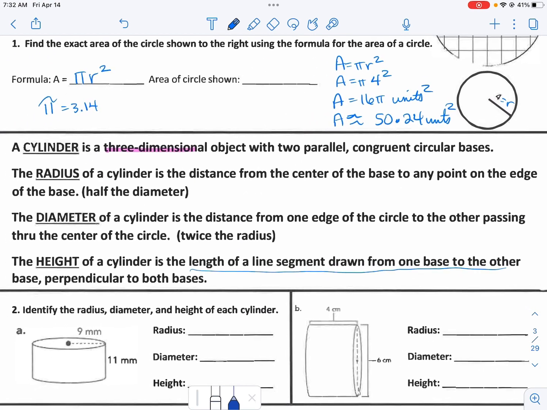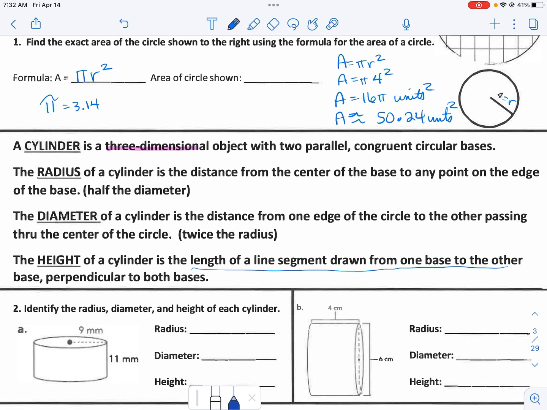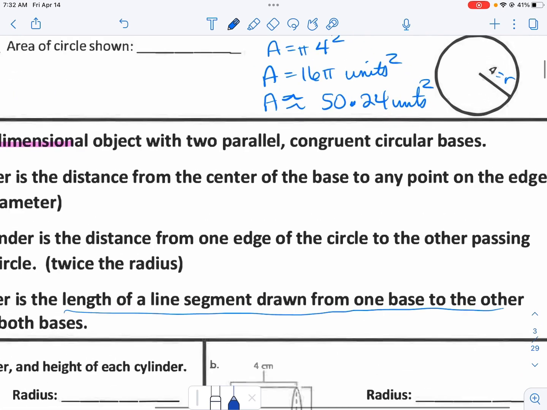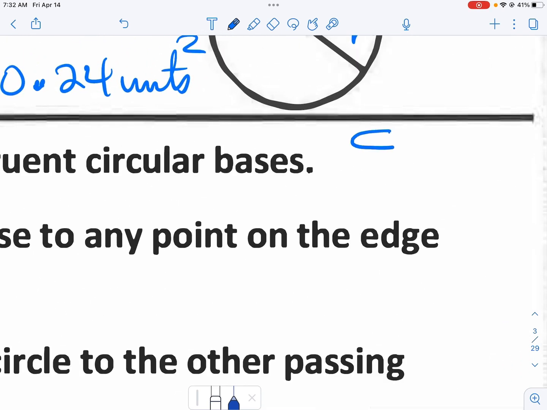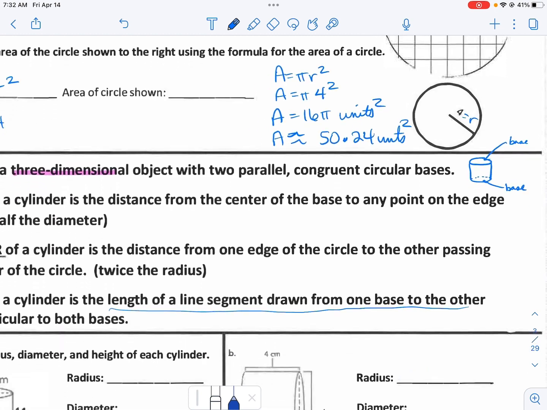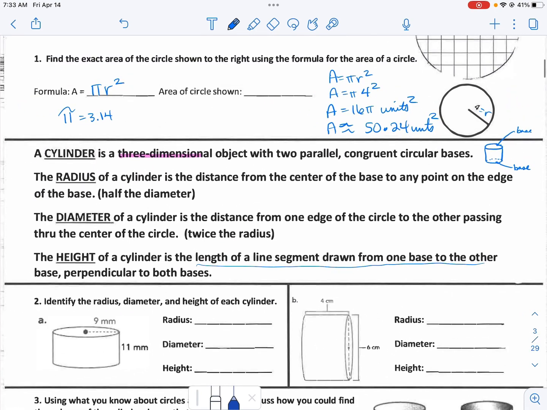Now, when you're talking about a cylinder, it's a three-dimensional object with two parallel congruent circular bases. So sometimes it may look like this. This right here is a base. This right here is a base. The radius, just like the radius here, is halfway across the circle. The diameter is all the way across the circle.